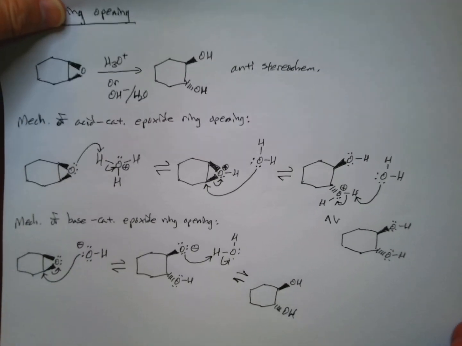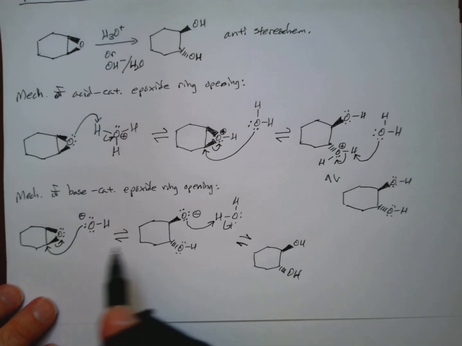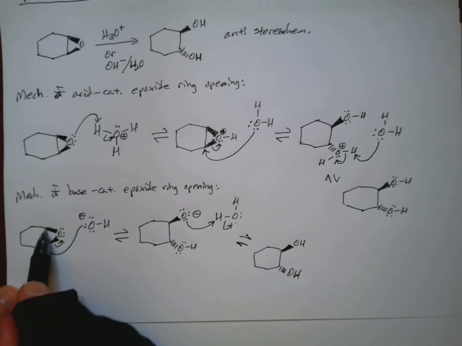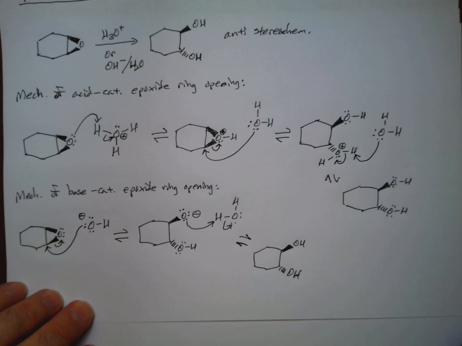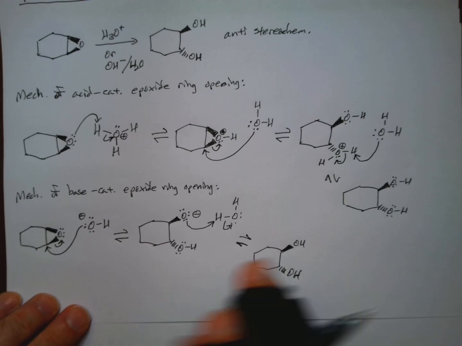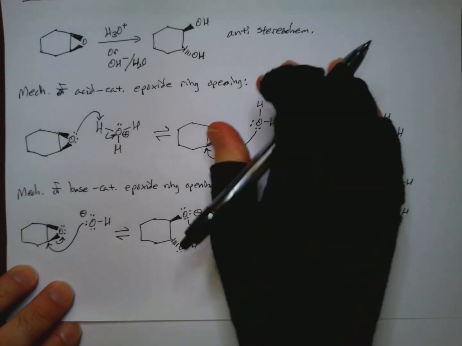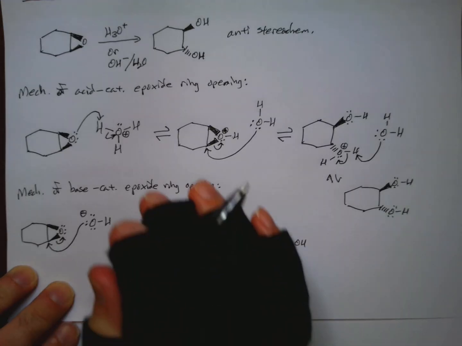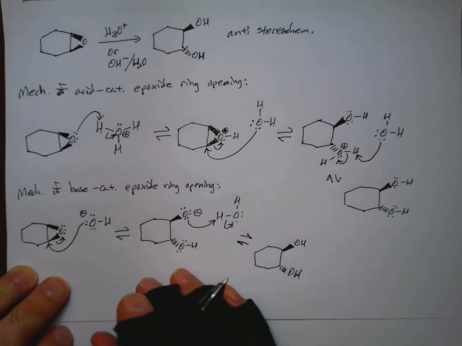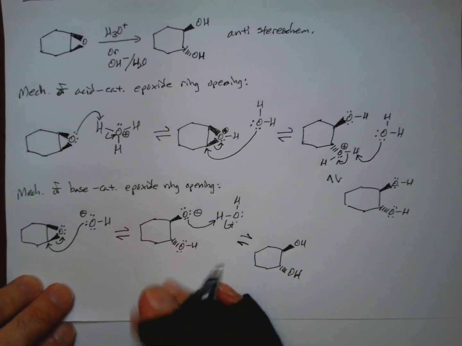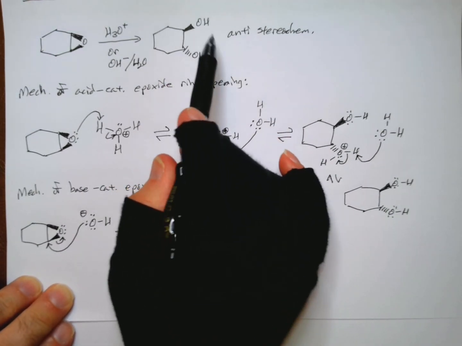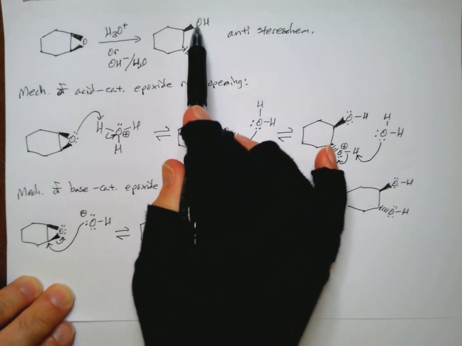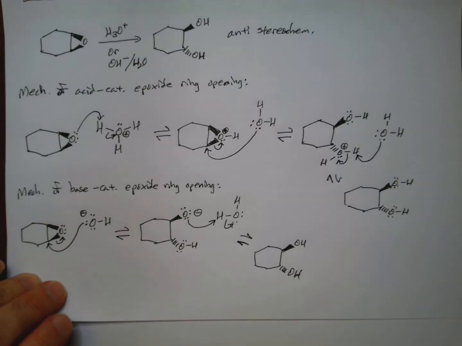And again, we could have the OH minus attacking the other carbon, and then that will pop open the ring the other way, and we would get the enantiomer. Now, both of these, whether it's acid catalyzed or base catalyzed epoxide ring opening, both give the anti-stereochemistry. The two OH groups are anti to each other. So we get a trans product here.